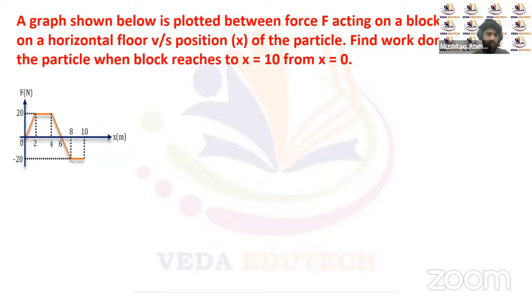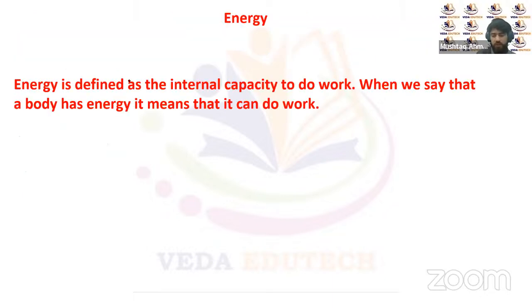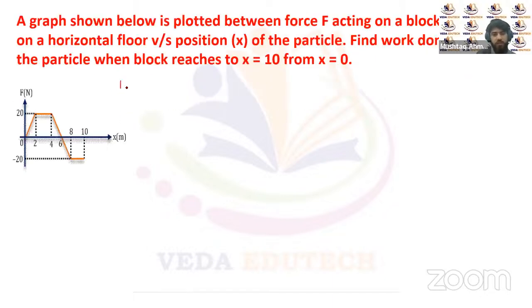From x equal to 0 to x equal to 10, we have to calculate the work done, right? And we know that work done is the area under the force and displacement graph, right? Work done is the area under the force and displacement graph.